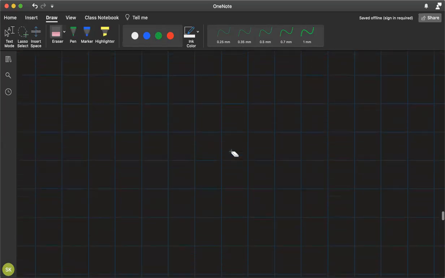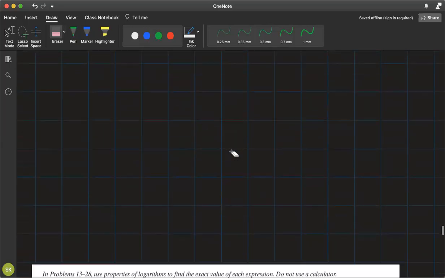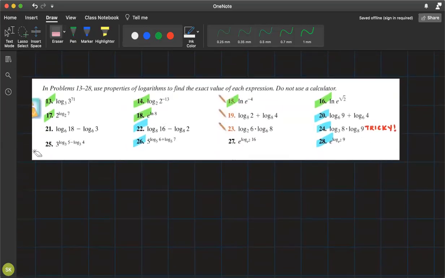Okay, so if you remember, we were doing some problems in the last video. We did the problems in green, and then I said we would come back to the problems in blue. We should be able to actually evaluate these logarithms without a calculator. Let's see if we can do it.